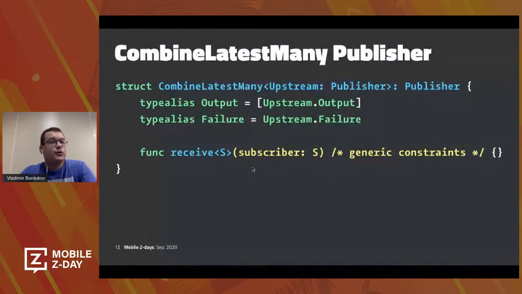So to implement a publisher, we need to declare output and failure types for it. In case of CombineLatestMany, output is an array of outputs of my upstream publishers from my array, and failure type is the same. So if one of my publishers fails, I will fail with a similar failure. And we need to implement this receive subscriber method.